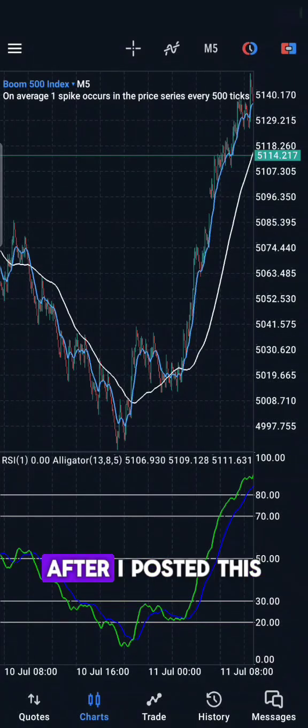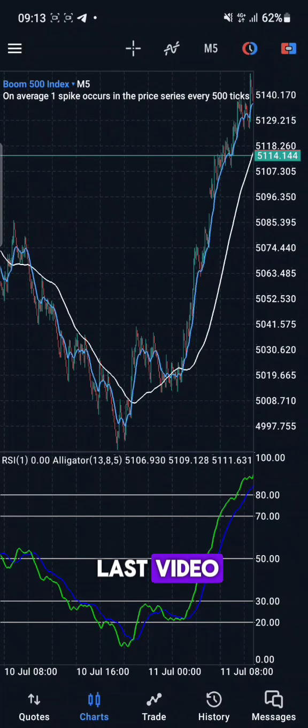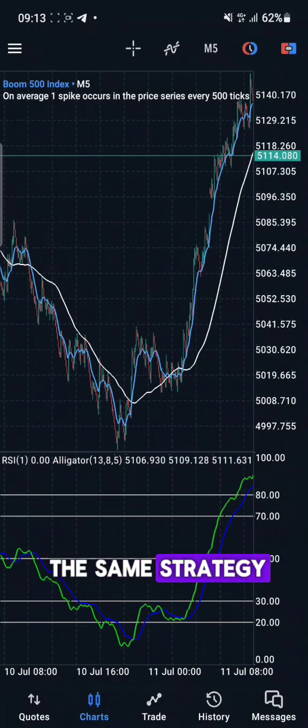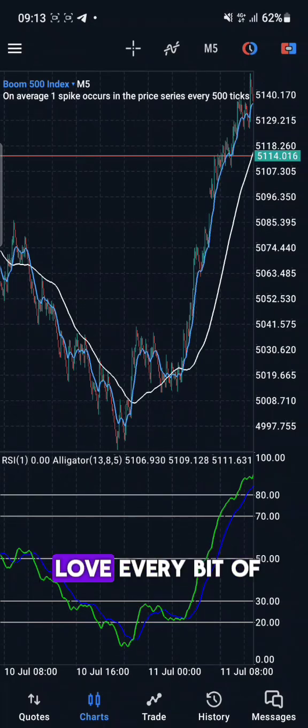Okay guys, after I posted this mobile strategy in my last video, of course so many people were asking questions on how easy it is for us to flip a small trading account using this same strategy, and it's very easy. I'm going to explain further in this video and you're going to love every bit of it.